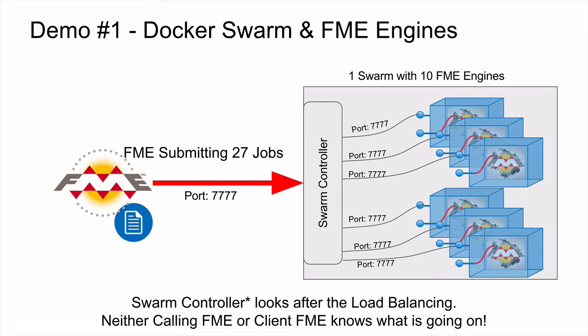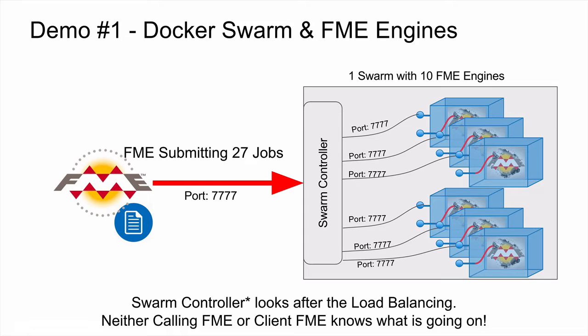So it's going to look like this. I'm going to have a submitting workspace, an FME workspace, that's going to submit 27 jobs. I think it might be 28, but anyway. It's going to connect to port 7777, all the jobs. Within this swarm, I'm also going to launch 10 FME engines. Each engine's inside a Docker container inside a swarm of one machine. The key thing is that all these engines themselves are connected on port 7777. The driver thinks there's only one engine on port 7777.